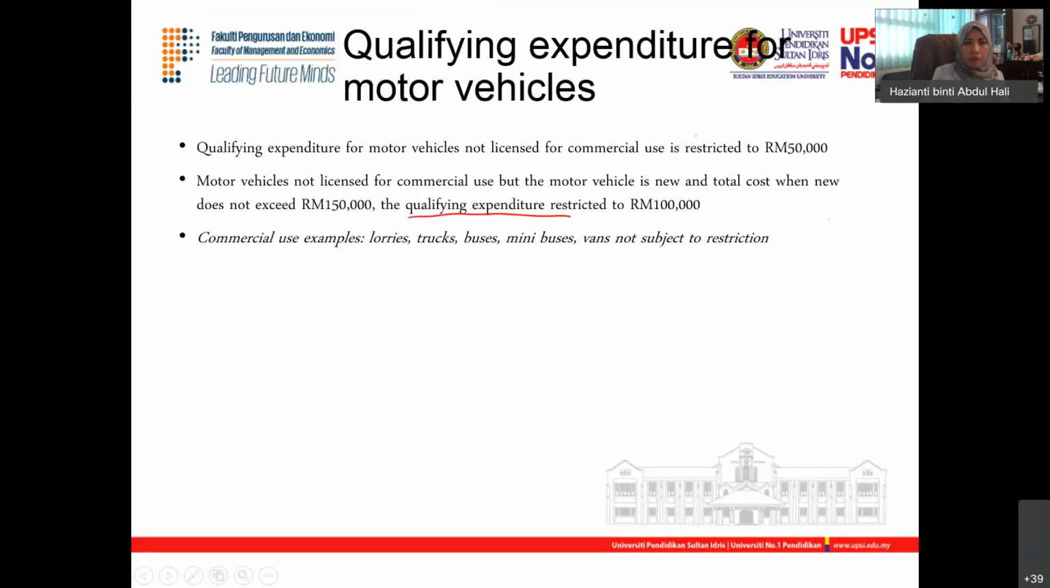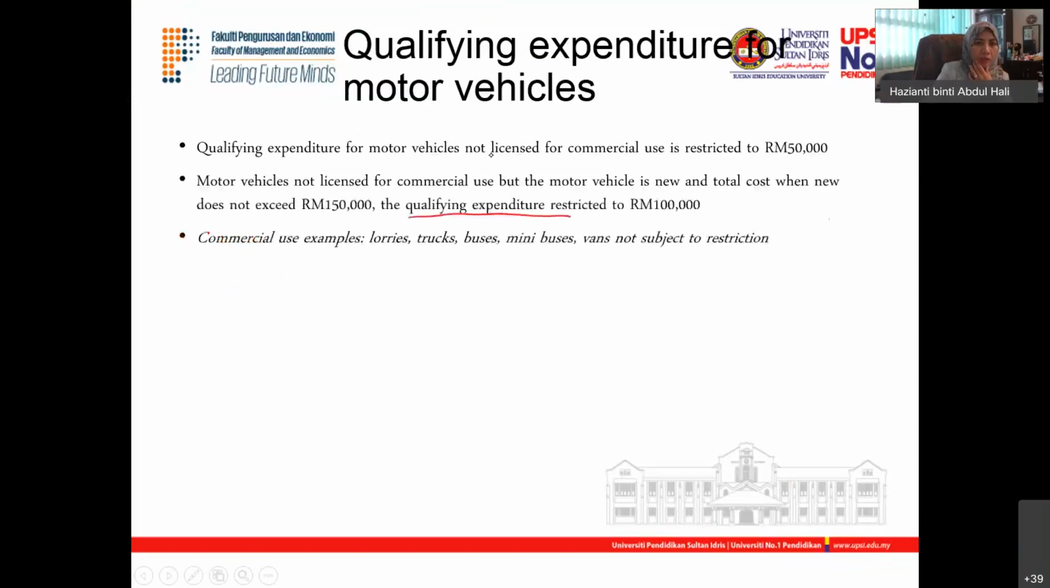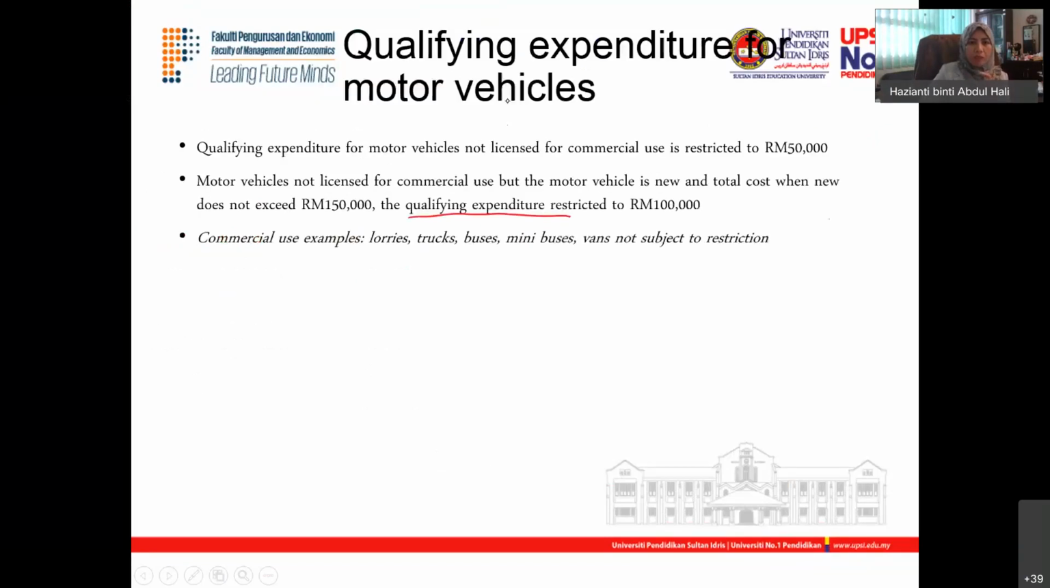Okay. So we have one example here. Company purchased a new car costing 120,000 to be used in the business and also to be used by the director in year 2018. So nampak dia kata new car costing 120. If we look at this syarat, kereta baru cost dia less than 150. So qualifying expenditure dia restricted to 100,000. Nampak tak? Kita tak boleh ambil harga 120 ni walaupun harga dia 120 because of this restriction.